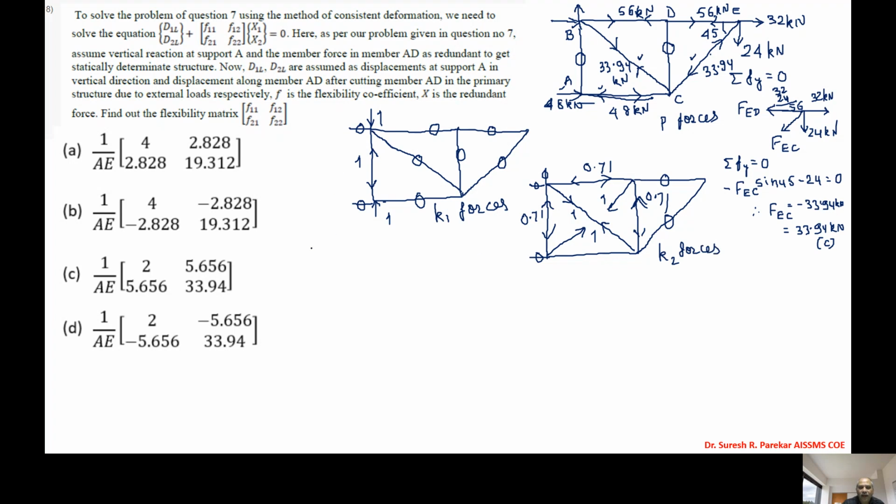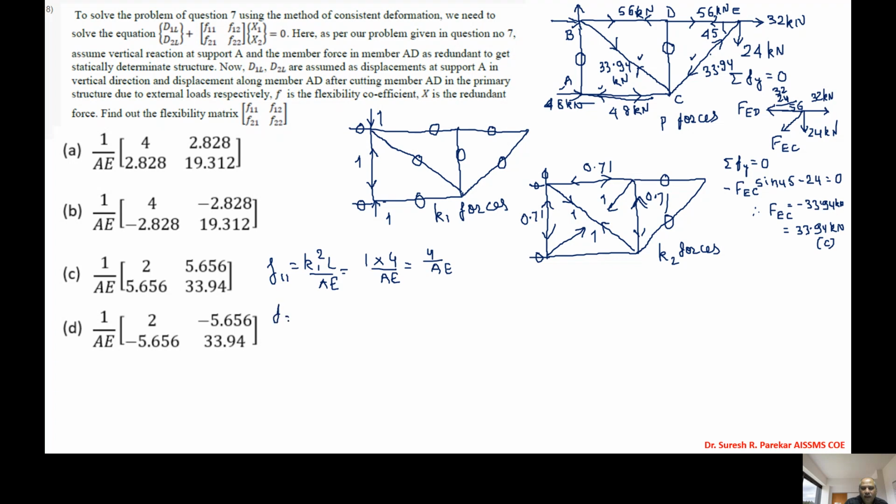Now we have this F11 that is equal to summation K1 square L upon AE. Now we have only one member. So we have 1 into L, we have 4 upon AE. So this will be 4 by AE.